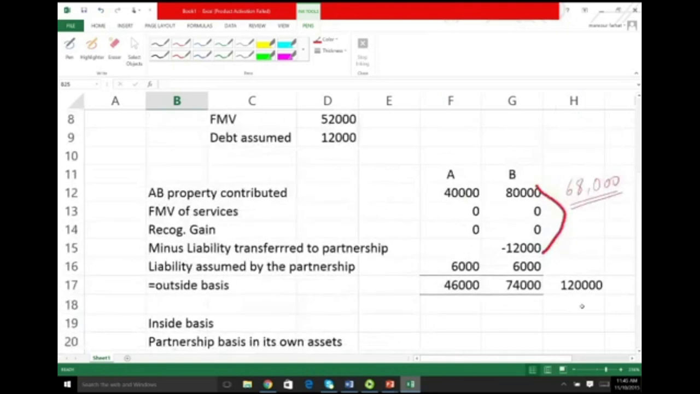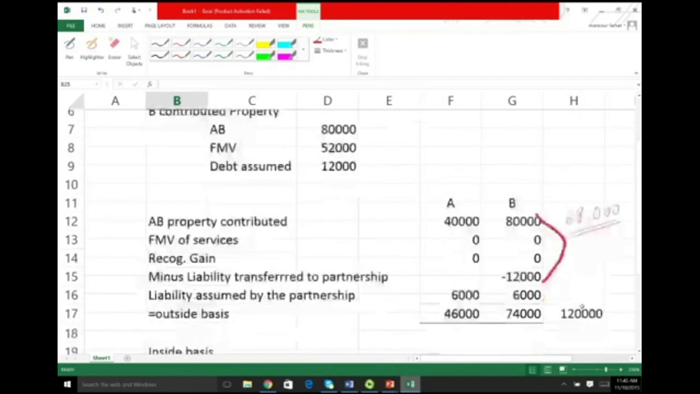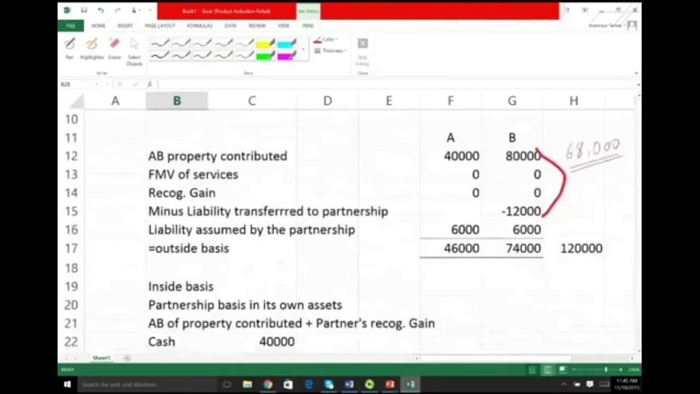This is basically how we deal with debt when debt is contributed. Remember, it's kind of an expanded formula. Initially, it reduces the partner's basis for the total debt. Then that partner goes back and is responsible for some of that debt, so it increases it back.